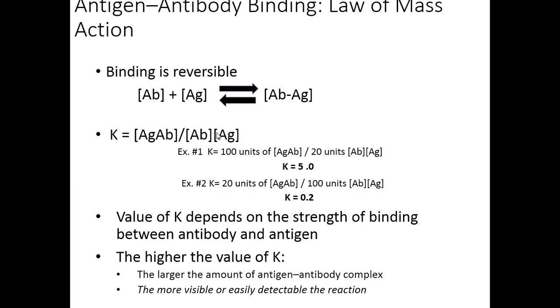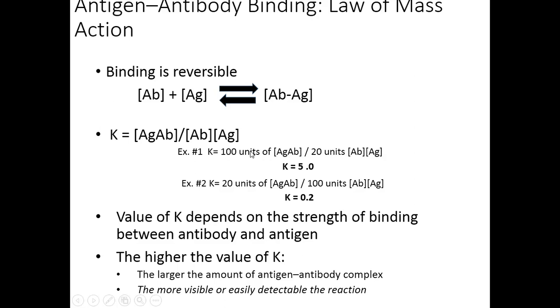If we're putting our factors into our calculation, so if we have 100 units of bound antigen and antibody, that means they're stuck together. The antibody has found the antigen and they're bound together. And we have 20 units of free antigen and free antibody.